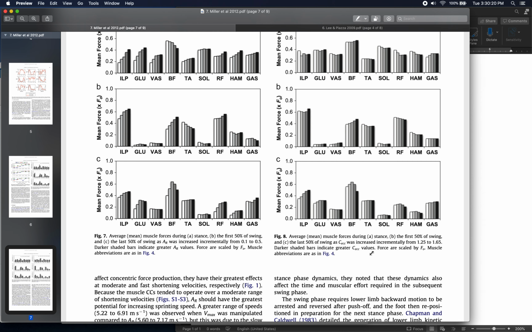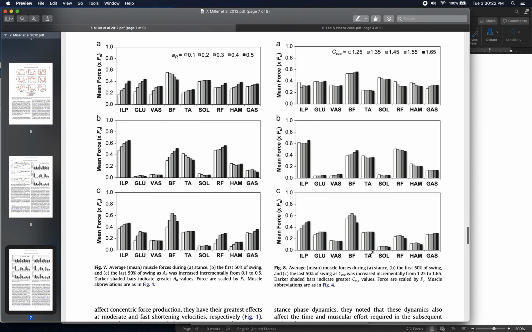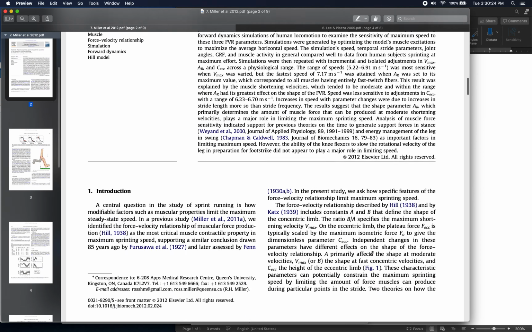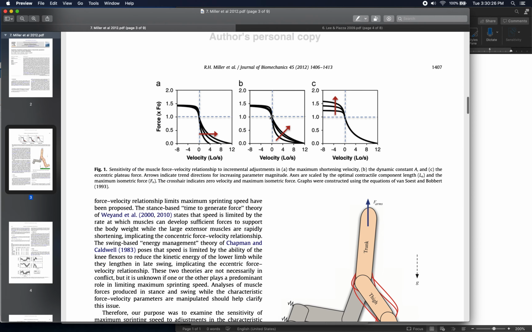The shape of the curve on the concentric side for Weyand et al. So this shape over here. Let me get my highlighter out. So this shape over here limiting us in the stance phase, rate of force development, versus the shape on the eccentric side limiting us in the swing phase in terms of being able to slow the leg and remove kinetic energy from the leg.